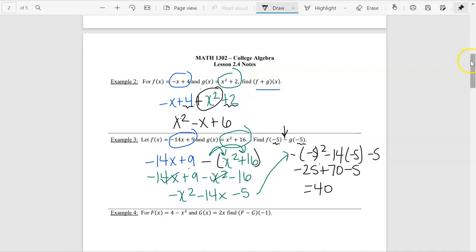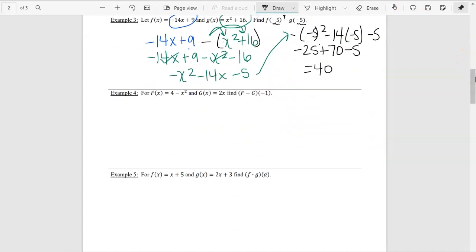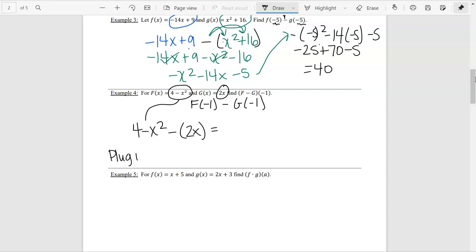So I'm going to work this one just a little bit different and show you how to do this on the graphing calculator. If this is my problem and I'm wanting to subtract these, I could rewrite this as f of negative 1 minus g of negative 1. But we know what we're doing is we're taking our f of x, which is 4 minus x squared, and we're subtracting our g of x, which is 2x. So in the end, what I'm doing is saying I want to plug in negative 1 for x, and then I should get my answer.